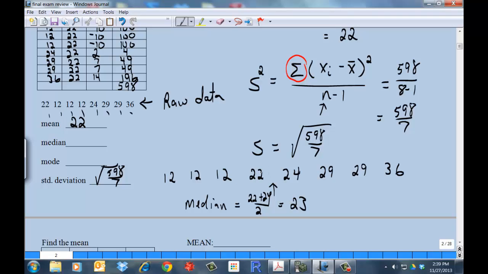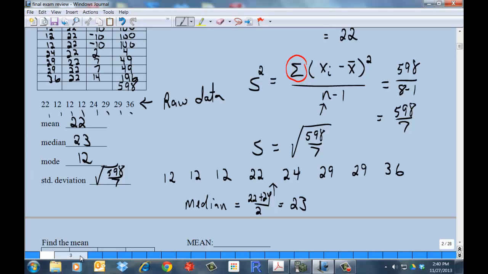You don't even really have to do the calculation here, you can just say, well, what's right in the middle of 22 and 24? Well, that's 23, so that's the median. And then the mode is the most frequently occurring data value. So which data value occurs more than any of the other data values? Well, we've got 3 12s, so 12 is the mode.